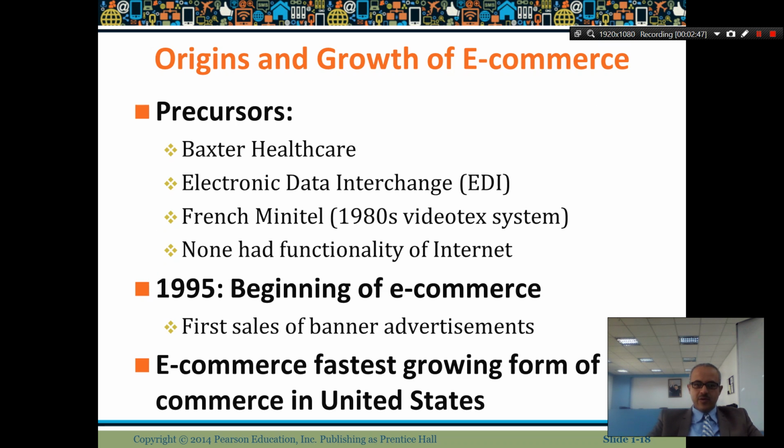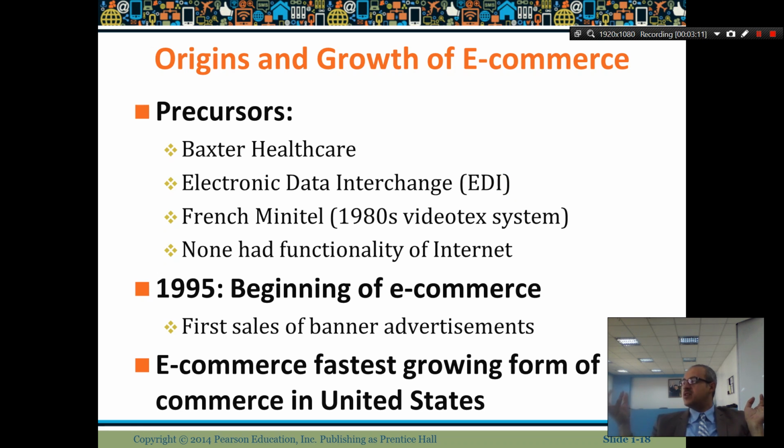We've got here the precursors. This is the origins of e-commerce. In the old days when they first started, these are like the three cases. And the book talks about the history of these: Baxter Healthcare, and the idea of electronic data interchange. With electronic data interchange, they used to have computers in different networks.